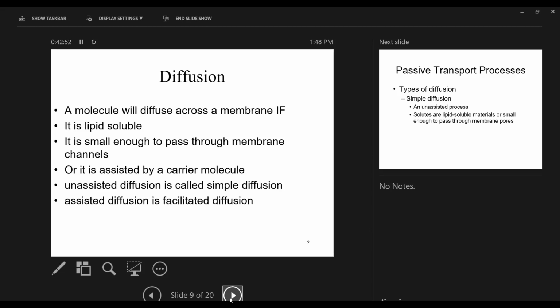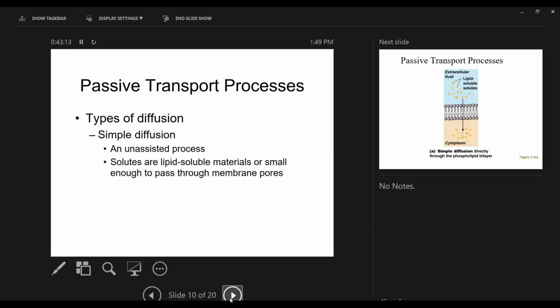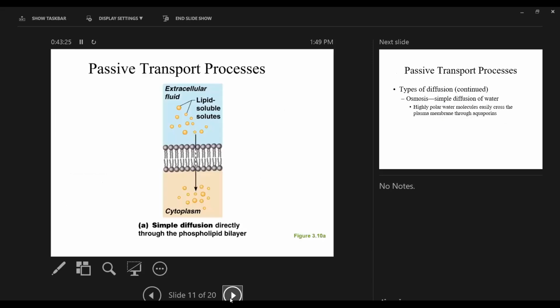Oxygen's not fat soluble, but oxygen goes across the membrane very easily because it's tiny. Things will go across if they're tiny, if they're fat soluble, if there are special channels, or if there are carrier molecules. So simple diffusion is totally unassisted. Anything small enough to go through the membrane or small enough to go through the specialized pores is simple diffusion. It's either fat soluble or it's very tiny. So we have that advantage there.